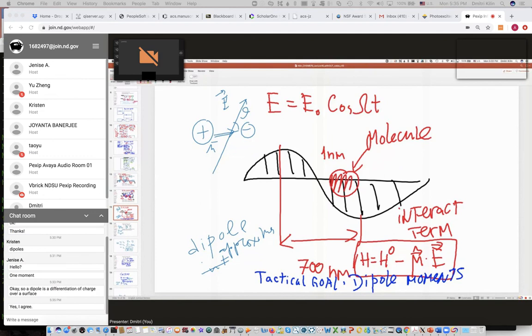Now, next question. What is the energy of interaction between electric field and a dipole? You do not need to describe it by equation, but just say or type it in words.